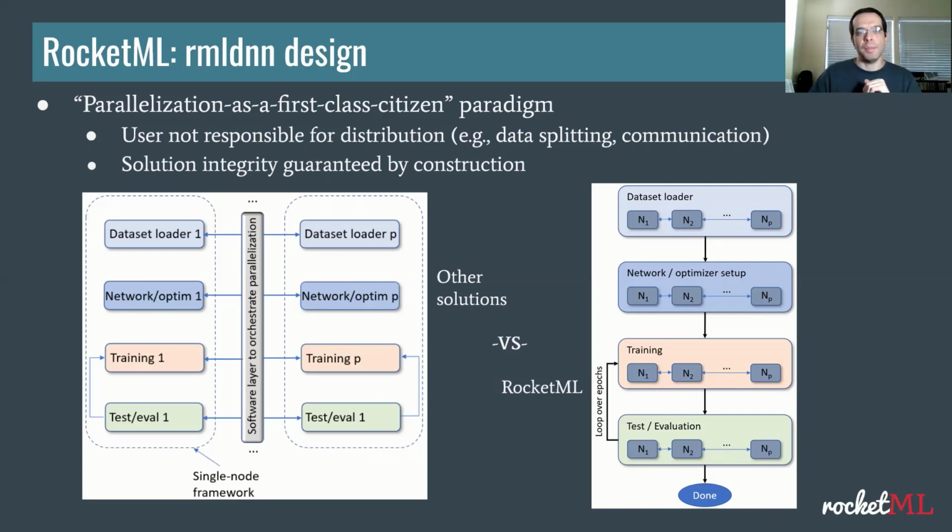So that's the difference in paradigm that I wanted to highlight. And the main two consequences of following this paradigm are, first, the user, like I said, is never responsible for any aspect of the distribution, initialization, setup, data splitting, communication, anything. And second, and very important, is that solution integrity is guaranteed by construction. What I mean by this is the solution will be exactly the same, no matter how many workers you run your code on. That's not always true in other systems, in other applications, and in some of them it's not true at all. And oftentimes it's the user's responsibility to enforce that. Here it's guaranteed by construction.